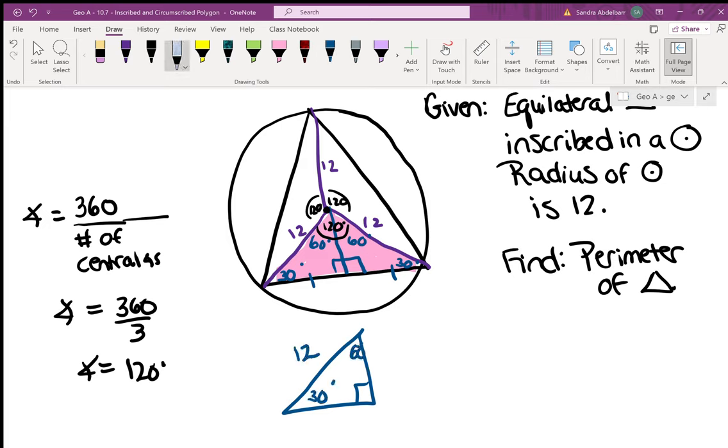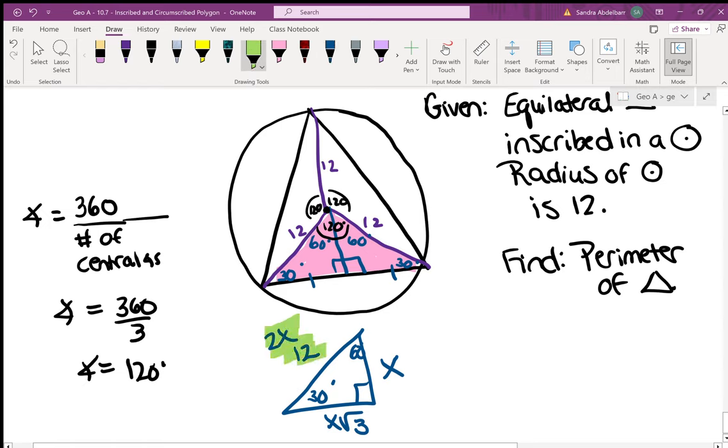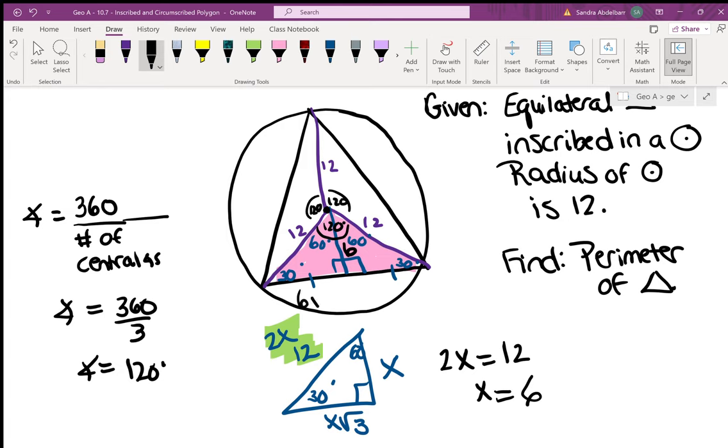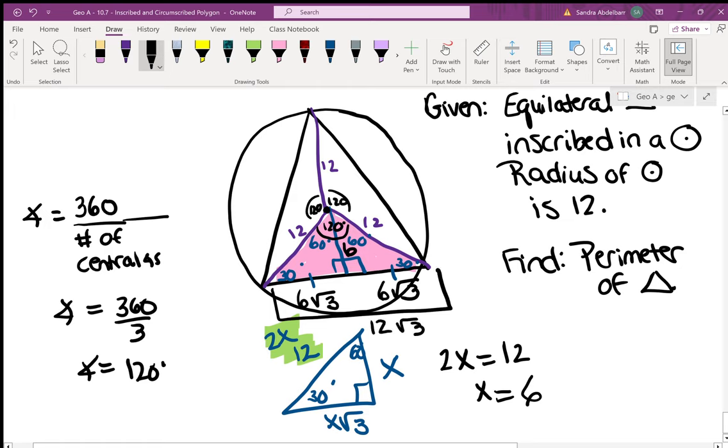All right, across from the 30 is x, across from the 60 is x root 3, across from the 90 is 2x. Our equation is going to be 2x equals 12, so x is equal to 6. Our altitude will be 6. The bottom side will be 6 root 3, so then the other bottom side is 6 root 3. So one whole side is not 6 root 3, it is 12 root 3.